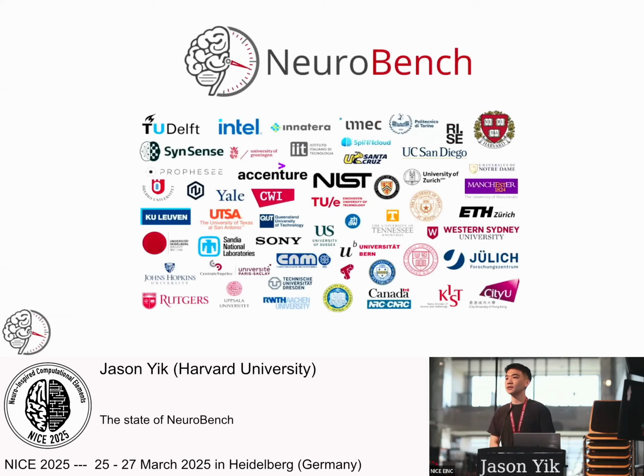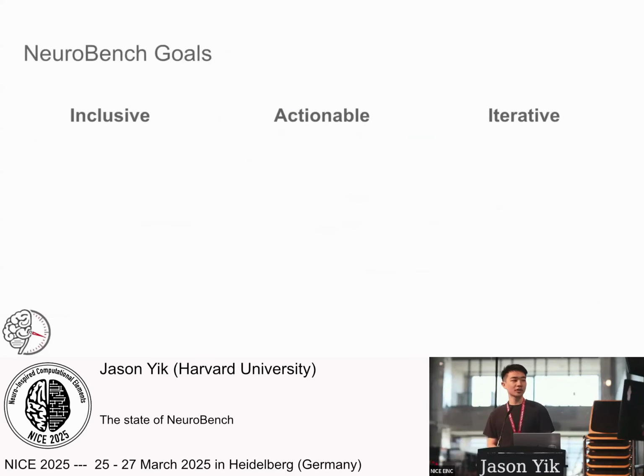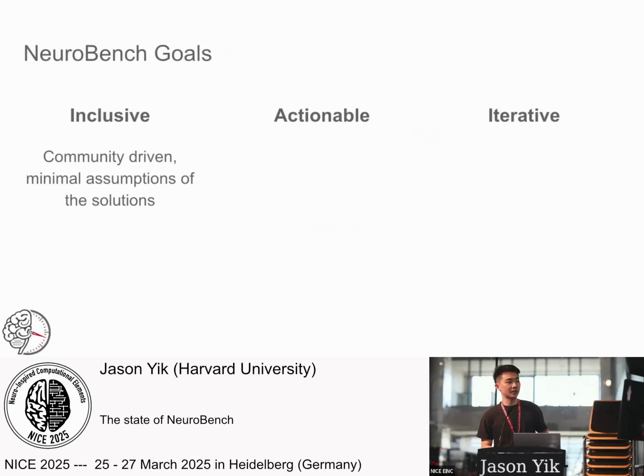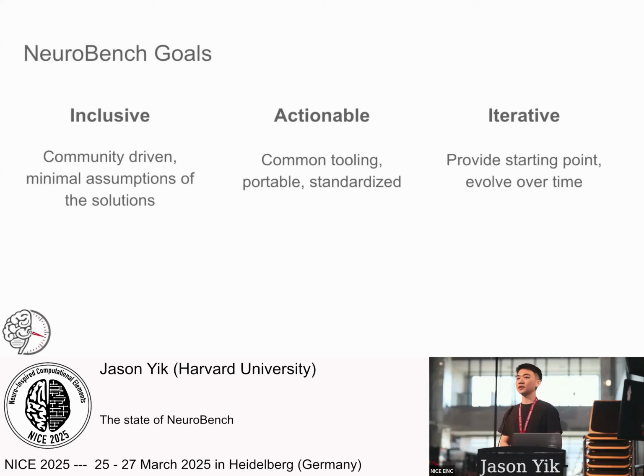And we're very happy that representatives across many institutions, academic and industry, seem to agree that such a common benchmark framework for neuromorphic computing research is a good idea. The goals of NeuroBench have always been to be inclusive, that is community-driven, having minimal assumptions about the solutions, actionable, that is the benchmarks have common tooling, they're portable, they're standardized, you can run them, and iterative. So we provide a starting point and it gets better over time.